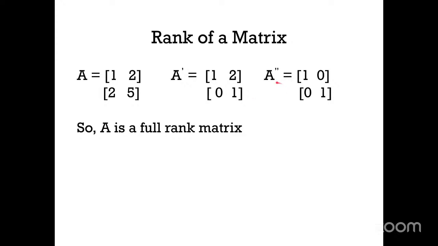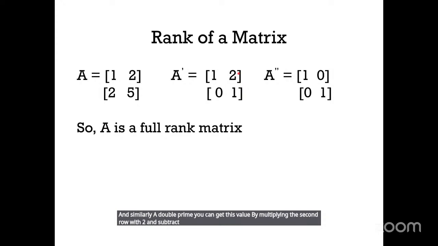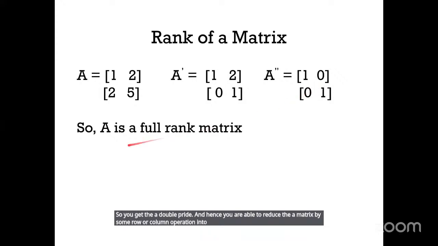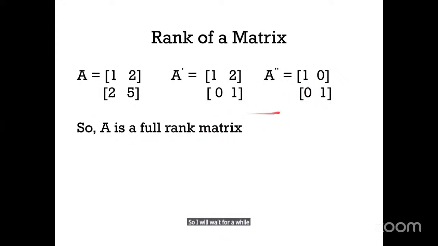And similarly, you can get A double prime by multiplying the second row by 2 and subtracting it from the first row. And hence you are able to reduce the A matrix by some row or column operation into an identity matrix. Hence A is a full rank matrix. So I will wait for a while to see whether everyone is able to follow this transition from A to A double prime.